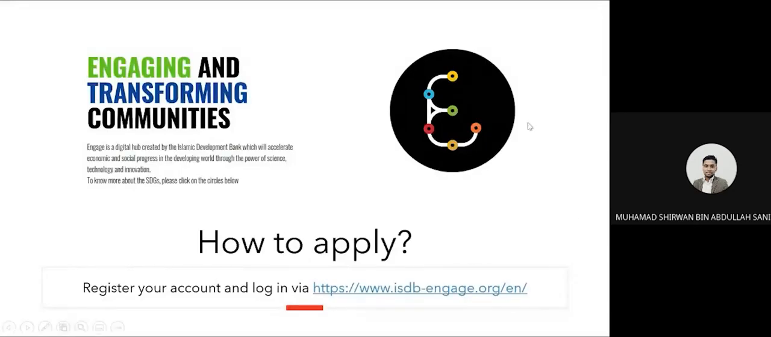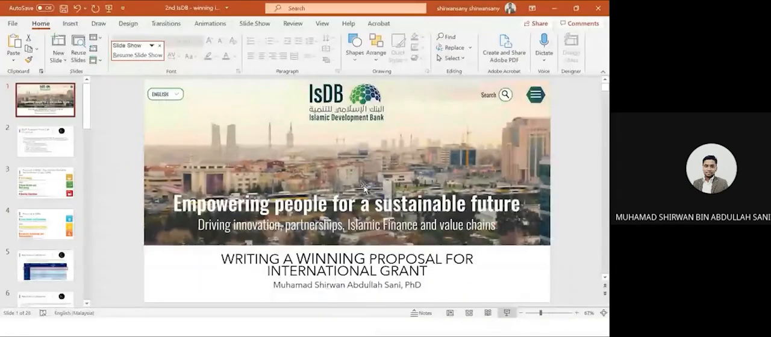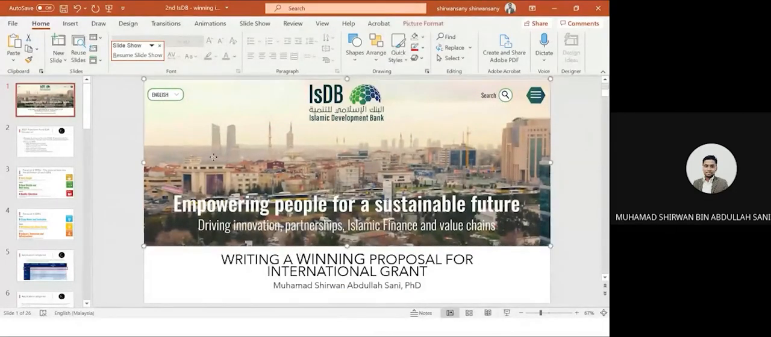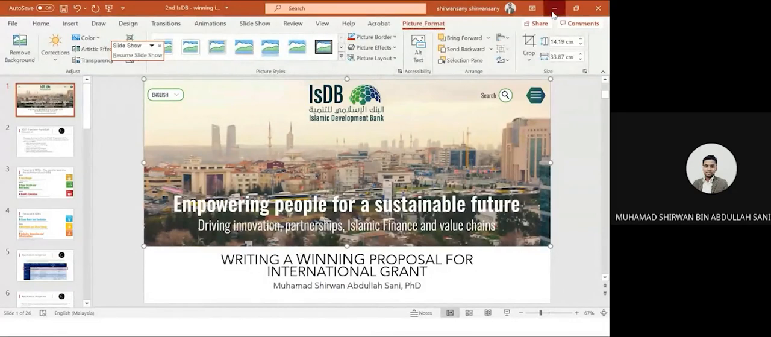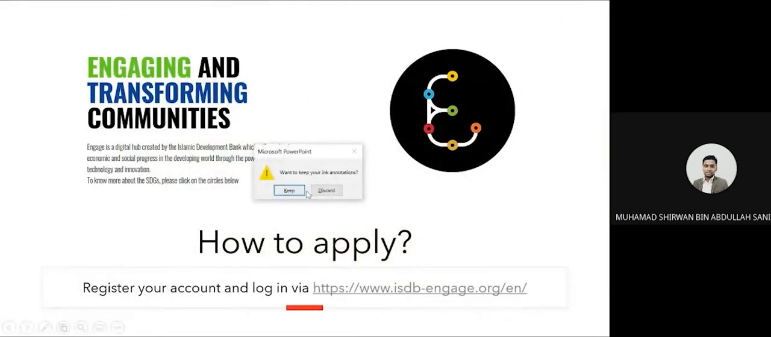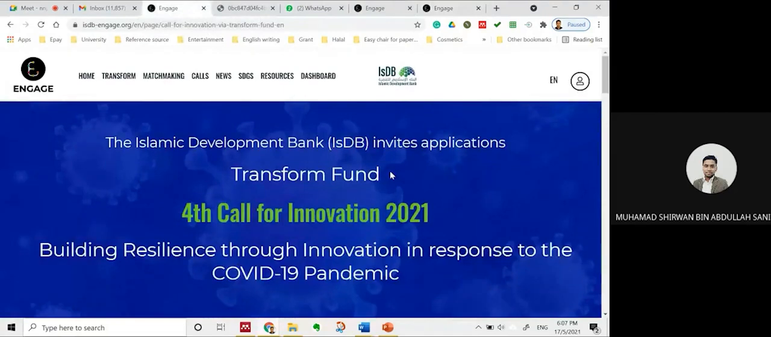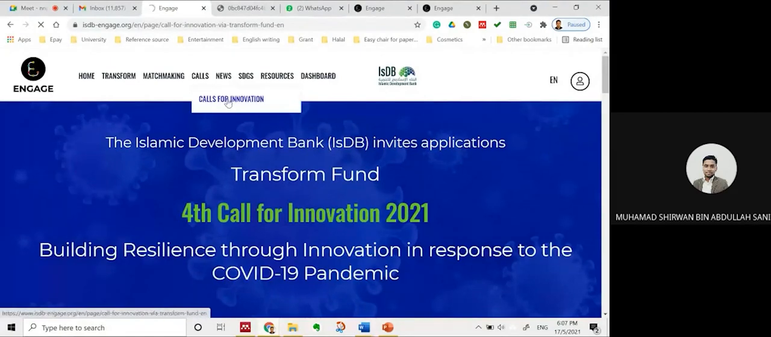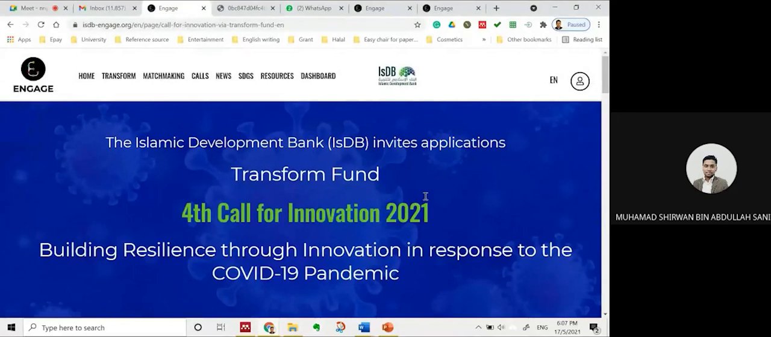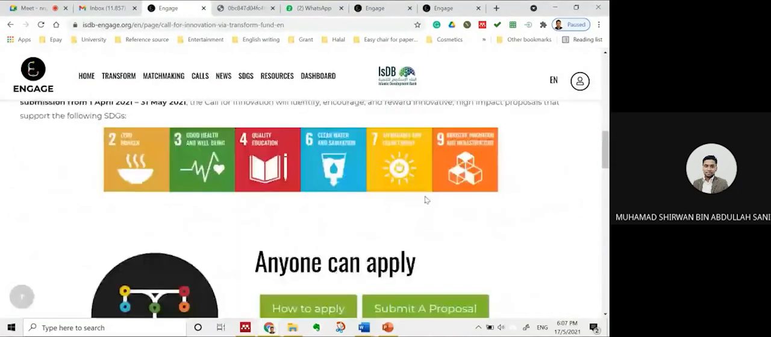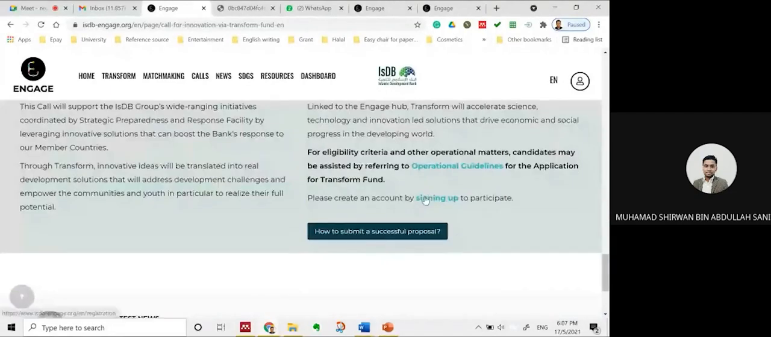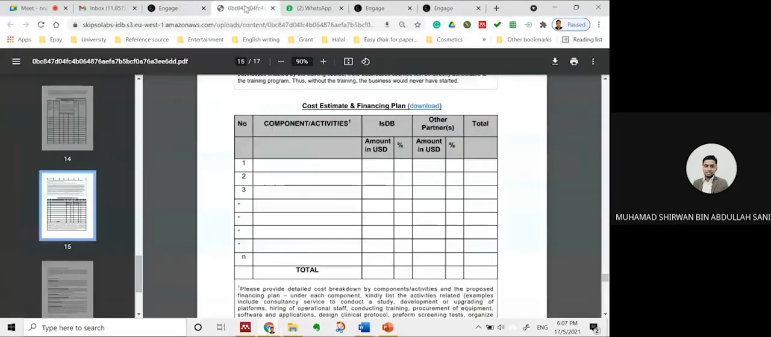Okay, so how to apply? You can go to isdbengage.org. For this one, you can go to this website, ISDB, and then you can go to the call for innovation. They will open this page. To download the guidelines, you go to the bottom of this page. This is the operational guidelines. You click this operational guideline, and you will get this guideline.